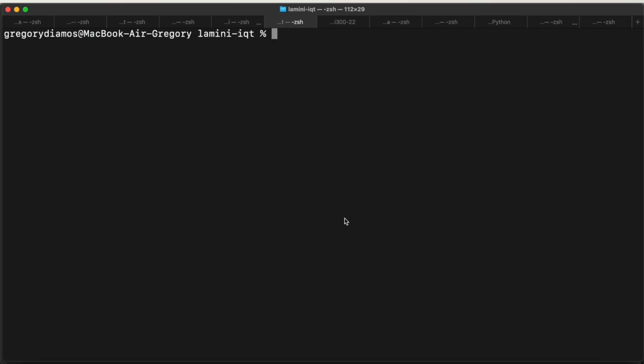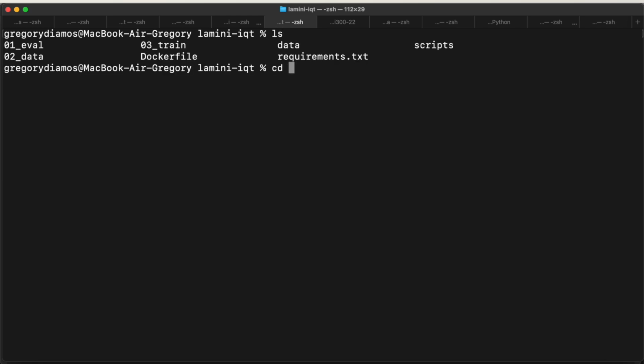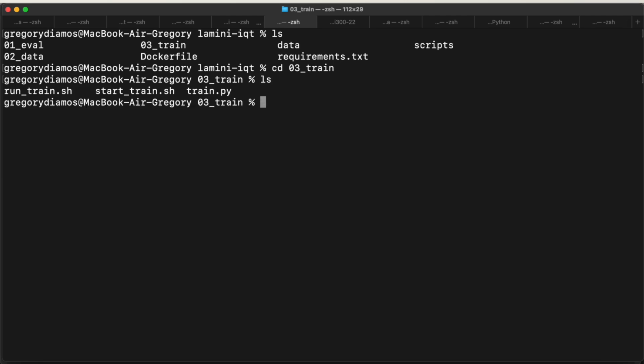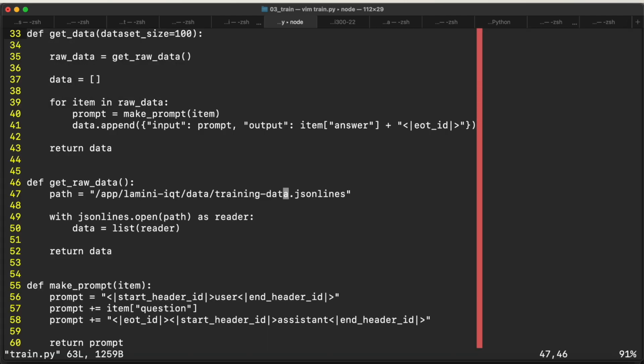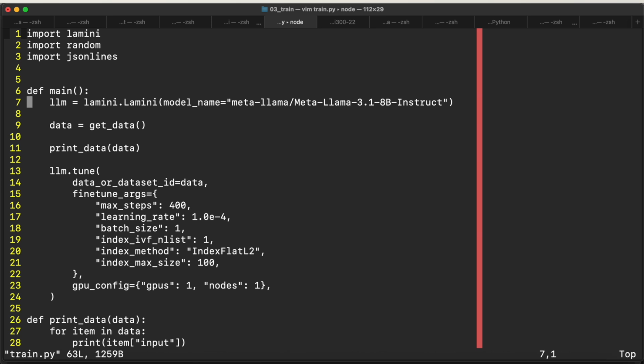Let's learn how to teach this data to the model. Just going to make a new directory called train. Go in there, make a little training script, and we can look at our training script. So we're going to load the data that we just generated, and we're going to call LLM tune. This is going to use memory tuning.